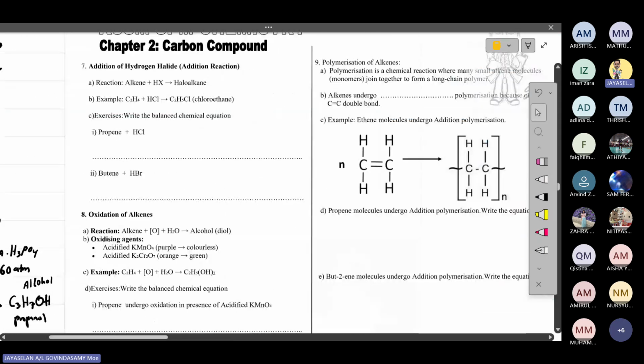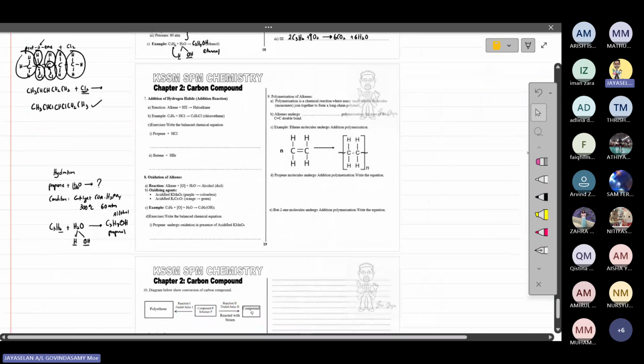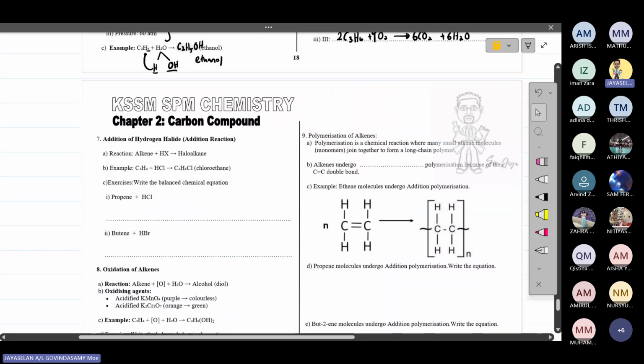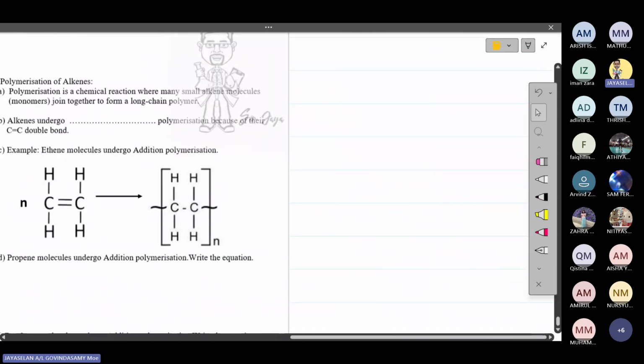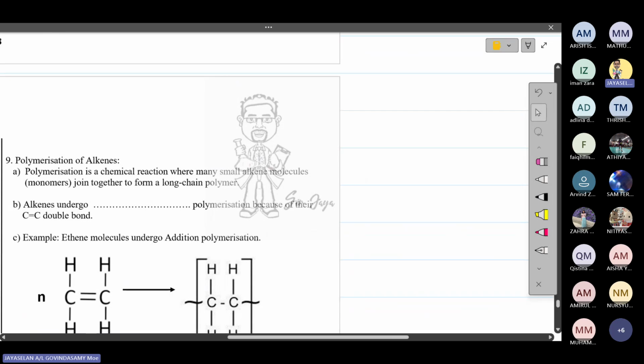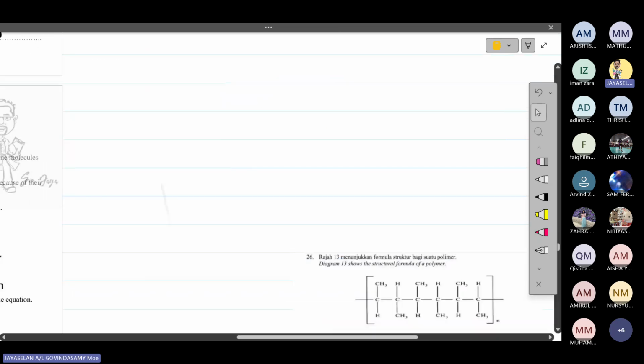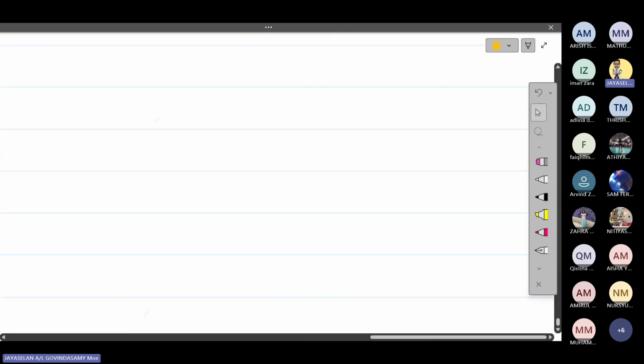Okay, we go for the last one before we wrap up the session. This last one has many things. You have to understand this. I think some who went to tuition already understand. This one we do next. Alkene molecules can combine together in repeating sequences to form a long chain, and that is called polymerization. What is polymerization? We do this last one, then we wrap up.